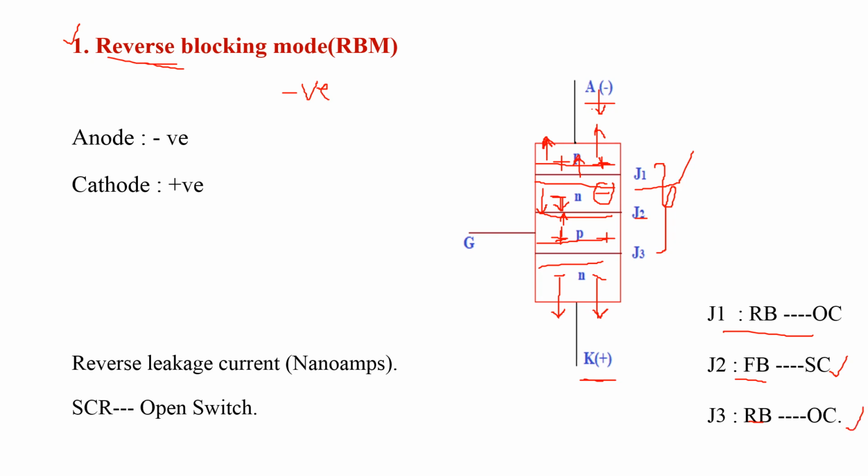Due to the open circuit of junction J1 and junction J3, there is no possibility of current moving from anode to cathode. But there is a possibility of a small reverse leakage current, of the order of nanoamperes, which moves from cathode to anode. In this case, SCR acts as an open switch. That is the first operating mode, that is reverse blocking mode.